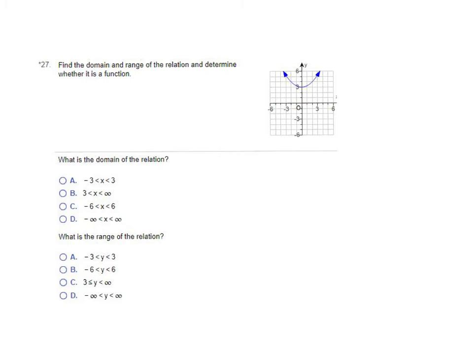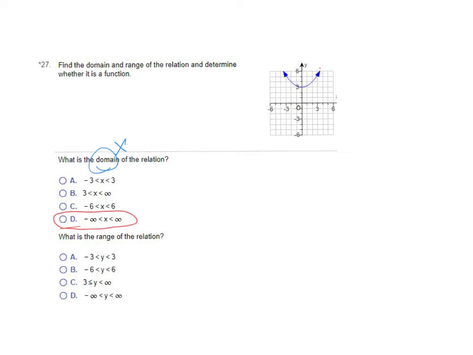All right, looking at number 27, we're looking to find the domain and range and determine whether or not it is a function. Remember that domain is x values, and I think left to right. If I start by looking at the furthest point to the left, it has an arrow. The furthest point to the right has an arrow. That tells me there's no restrictions on the domain. It's from negative infinity to positive infinity.